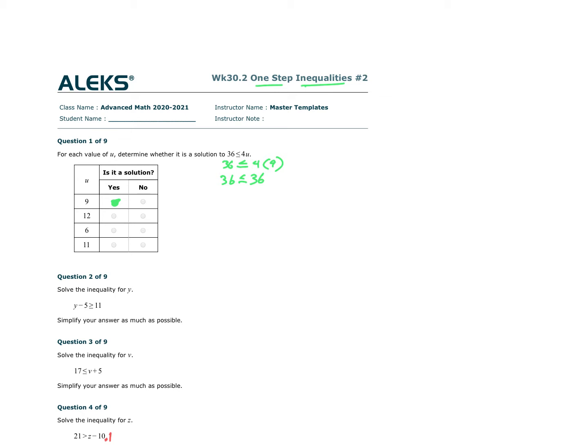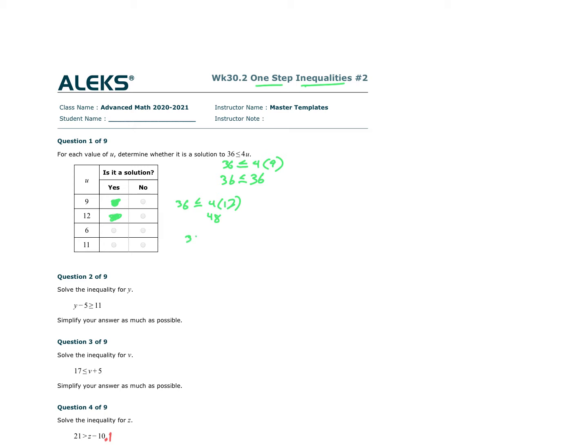I could plug in 12 now. Is 36 less than or equal to 4 times 12? Well, clearly it's not. That gives you 48. Well, it is, I'm sorry, clearly it is. 36 is less than that.